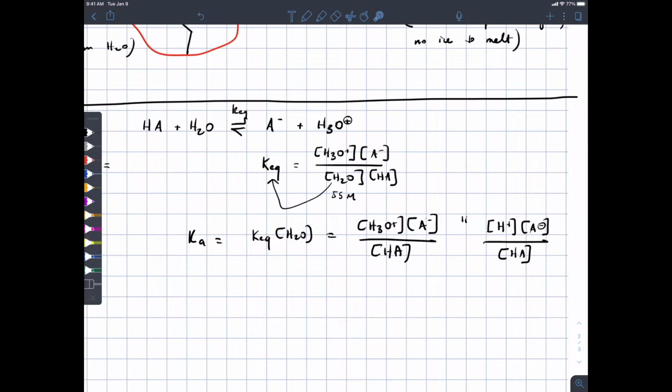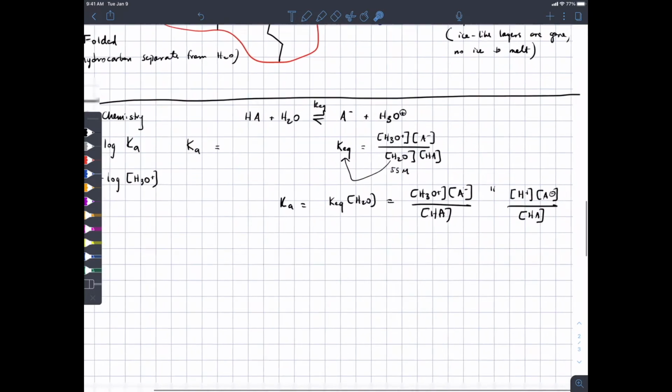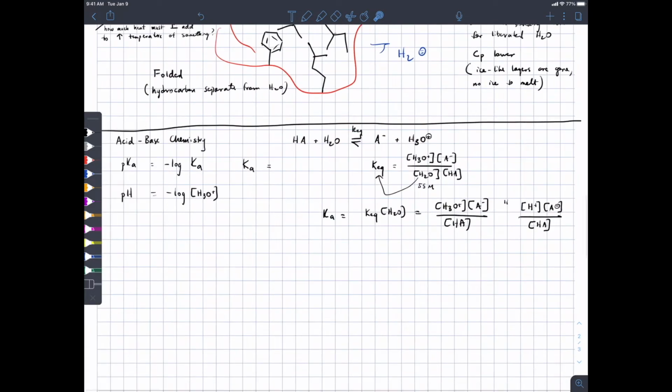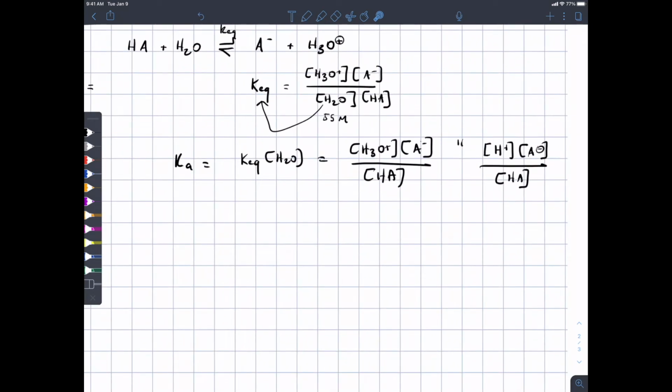All right. So Ka reflects, if you put the acid in water, how many protons does water pick up, and how much conjugate base do you have versus your original acid. Incidentally, you can use these definitions of pH and pKa to derive a really useful relationship. You may already know this. If so, I'm sorry.